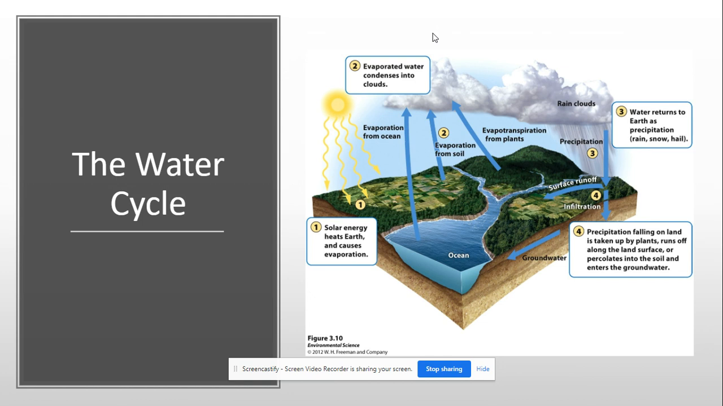We know precipitation can take many forms depending upon temperature, like rain, snow, or hail. That precipitation falls on the land, can be taken up by plants, can run off on the surface, or percolate into the soil and enter groundwater to form things such as aquifers.